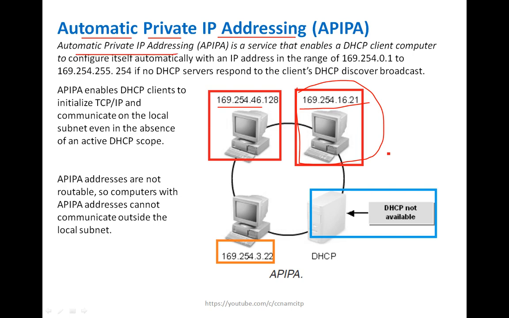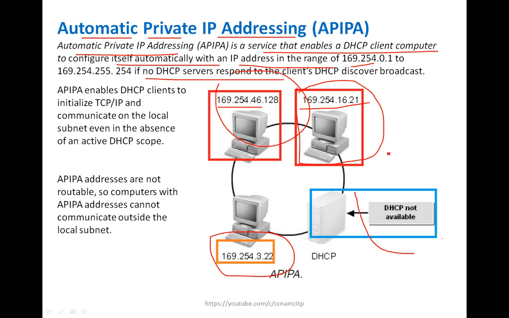Automatic Private IP Addressing is a service that enables a DHCP client computer to configure itself automatically with an IP address in the range of 169.254.0.1 to 169.254.255.254 if no DHCP server responds to the client request. So this is the concept of APIPA here, and you can understand here also. For example, this is also an APIPA IP address, this is also an APIPA IP address, and this is also an APIPA IP address, because my DHCP is not available, it is down. And APIPA addresses are not routable, so computers with an APIPA address cannot communicate outside the local subnet.